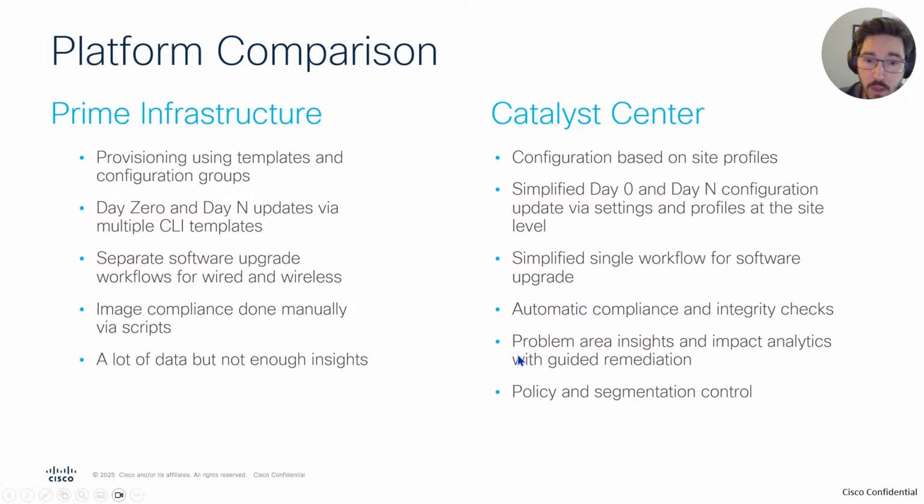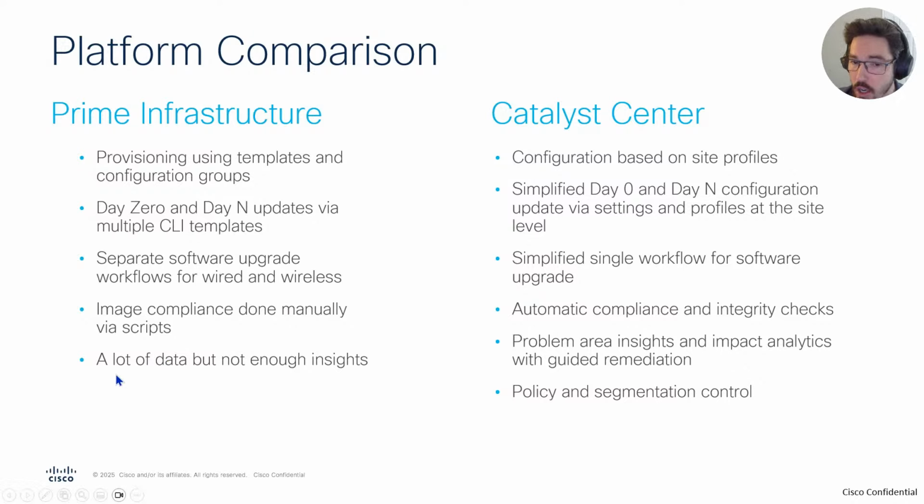The other thing is image compliance needs to be done manually with scripts within Prime Infrastructure. Within Catalyst Center, this is done automatically. It will automatically check compliance, and it performs integrity checks, making sure that, like, MD5 hashes match that image and that it is secure before you update your network devices.